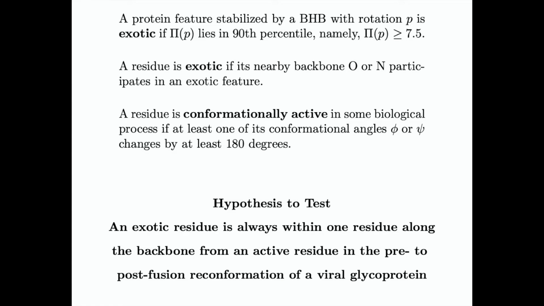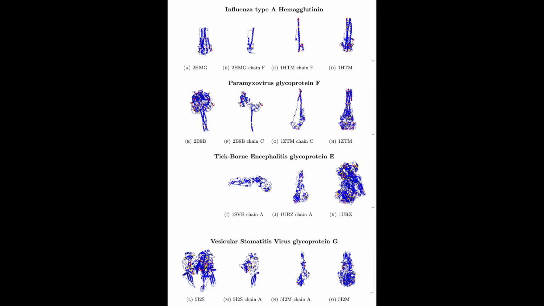We test our hypothesis in 4 explicit examples where the mechanics of pre- to post-fusion reconformation are relatively well understood. Namely, we consider the fusion glycoproteins of influenza type A, paramyxovirus, tick-borne encephalitis, and vesicular stomatitis virus. In each case, the PDB contains both pre- and post-fusion structures, so we can compare PDB files for their viral glycoproteins in the 2 conformations.